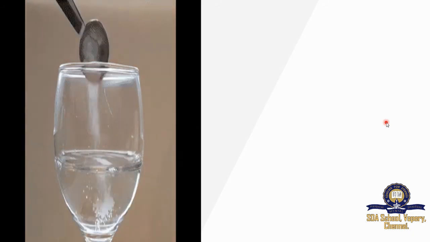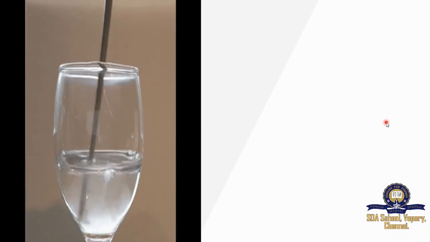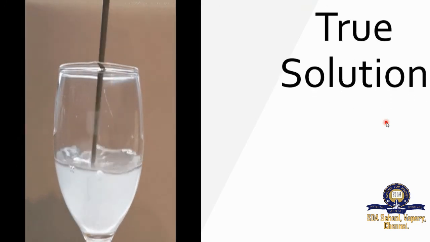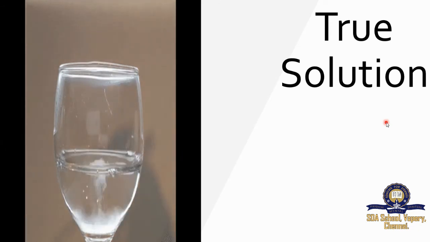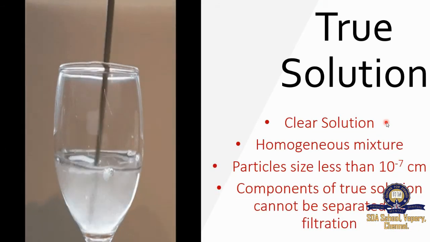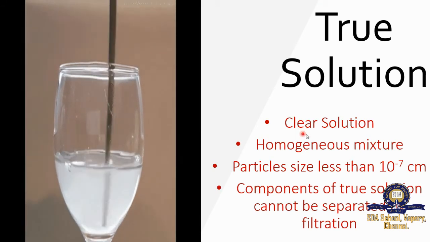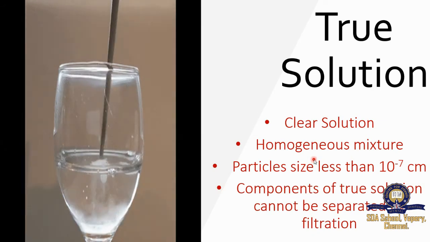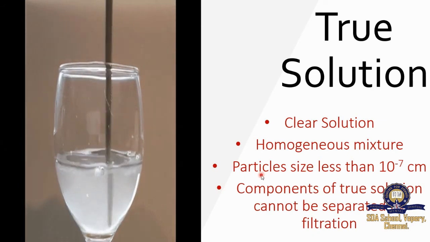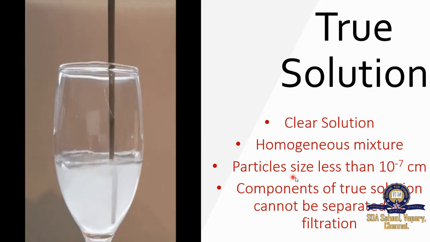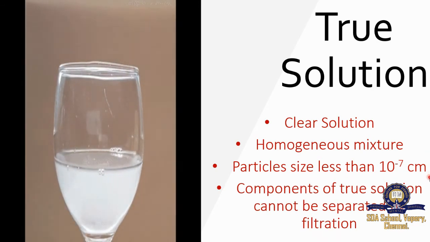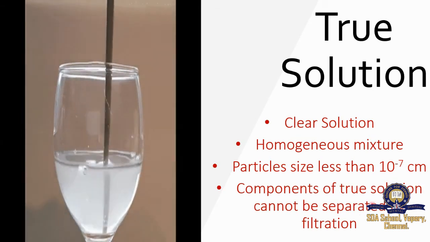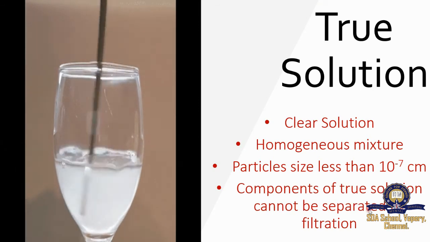There are some properties of salt solution. This is termed as a true solution. So the first type of solution is a true solution. The first property is that it is a clear solution. The second property is that it is a homogeneous mixture. The third property is that when we observe the particles under a microscope, the size would be less than 10 power minus 7 centimeter. The fourth one is that components of a true solution cannot be separated by the filtration method.